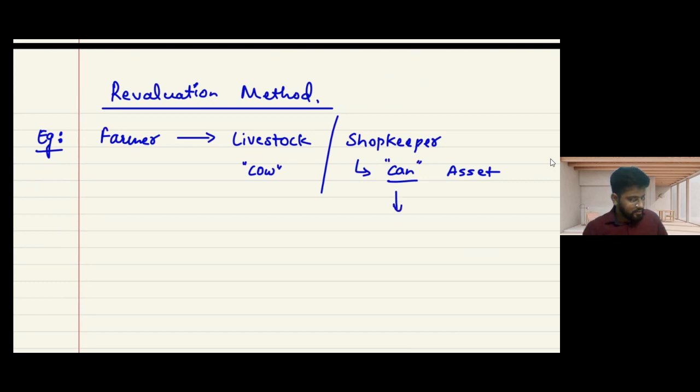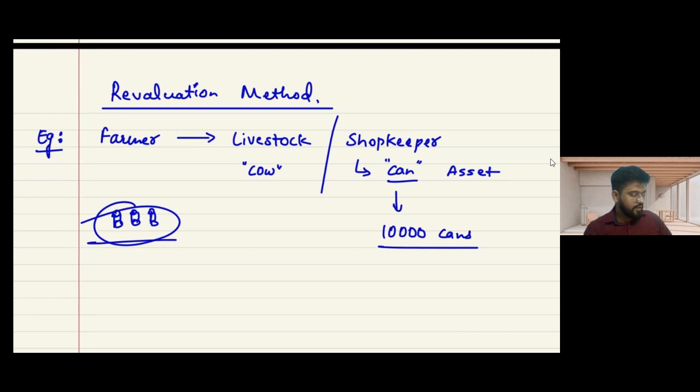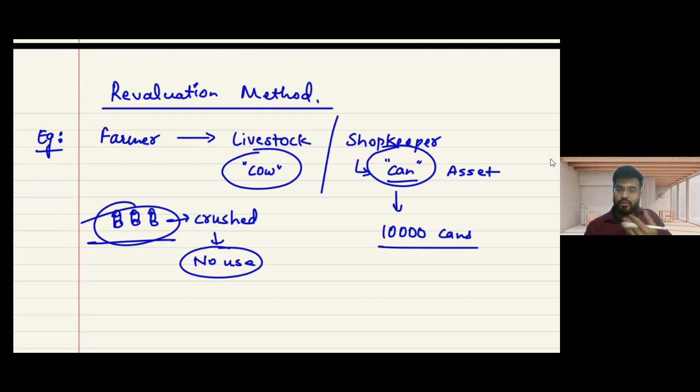For example, he has a stock of 10,000 cans. When these cans are kept together with each other, some get automatically crushed and they are of no use. And some which are of use can be used in the business. So here, if I want to apply depreciation on this asset, the can or the cow as livestock, it is very difficult to find what the depreciation should be.